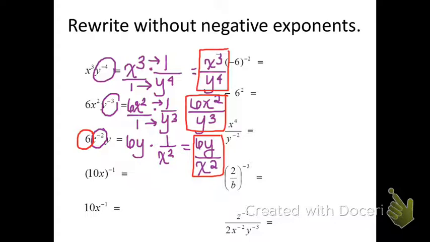let's change colors. 10x to the negative 1. So in this case, the negative 1 actually goes with both the 10 and the x because of the parentheses. So the 10 and the x have the exponent of negative 1. You could even rewrite it if you distributed that exponent. It's 10 to the negative 1 times x to the negative 1. So in that case, you move everything to the denominator. So you have 1 over 10 to the positive 1, which I'll just leave as 10, and x to the positive 1, which I'll just leave as x.